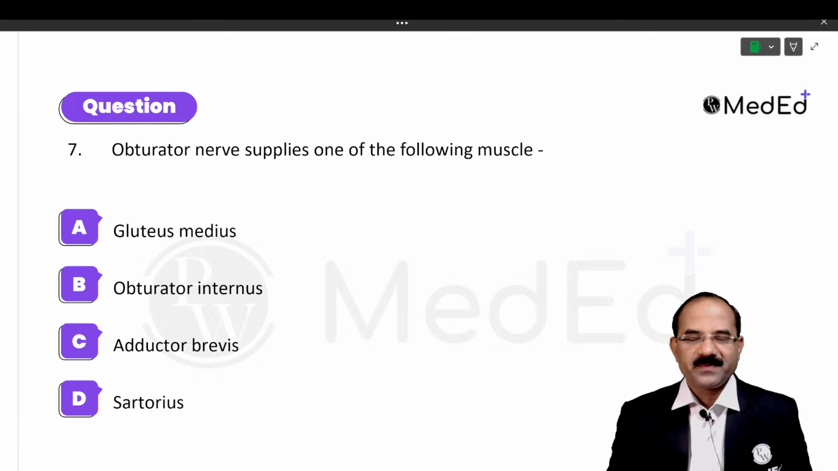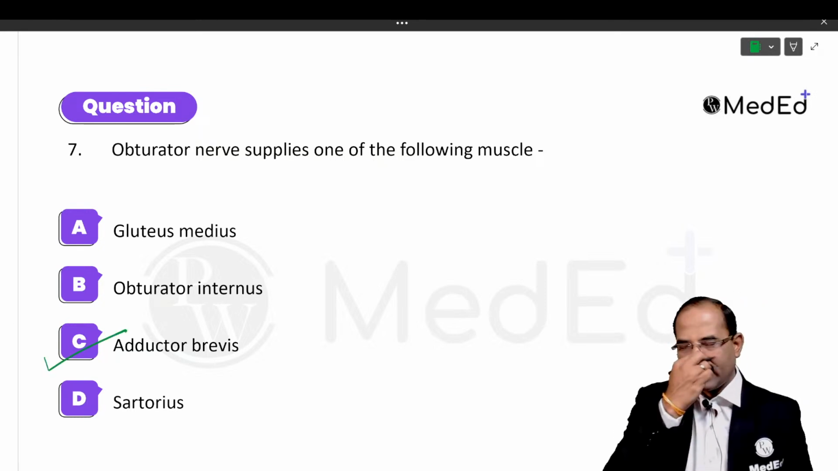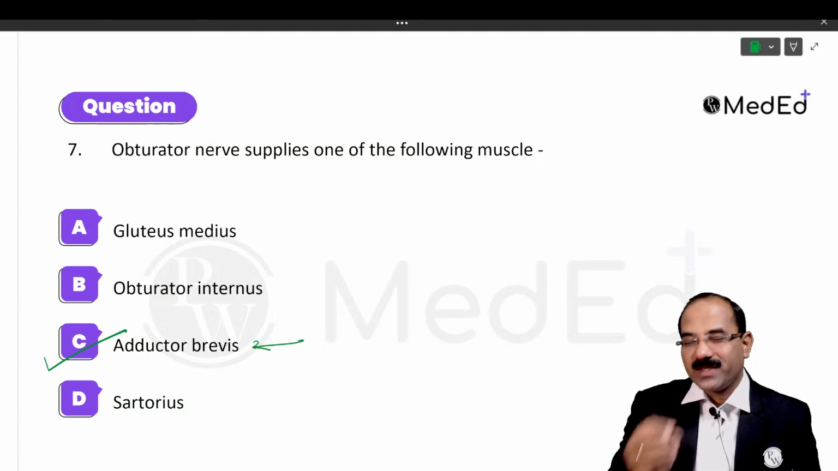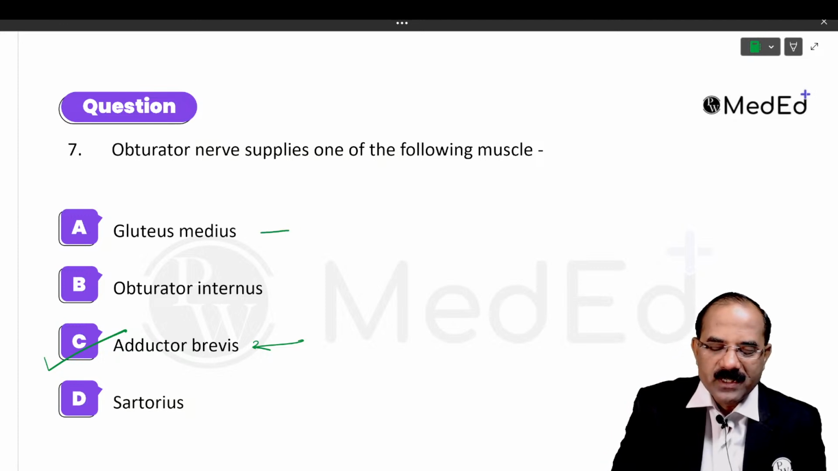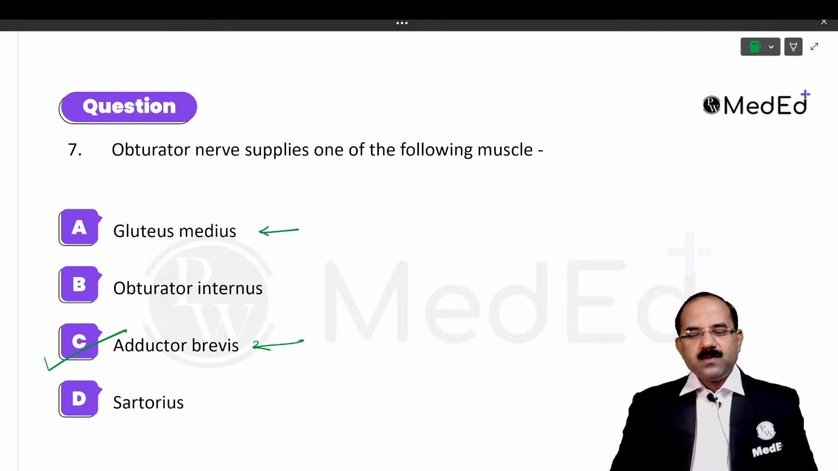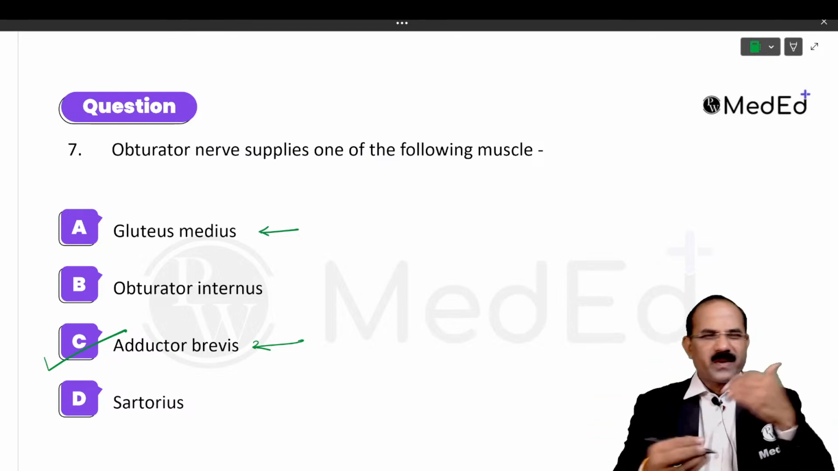अभी बताइए. Yes, very good. Gaurav, very good. The answer is adductor brevis. Adductor brevis is supplied by the obturator nerve. Very good. Excellent. बच्चों, gluteus medius का nerve supply बोल सकते हो? Come on, be quick. It's a rapid revision for you, bachcho. You know all these things.